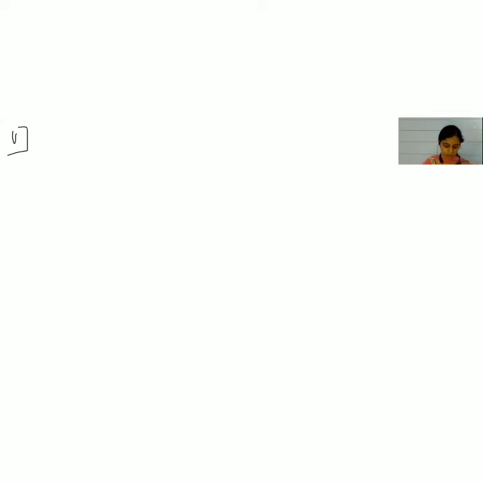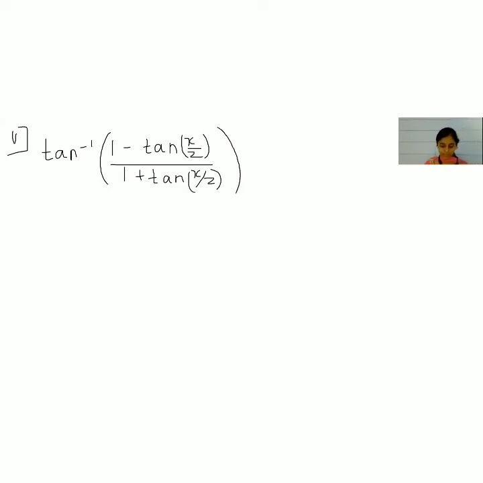Now we'll move on to the fifth one, question 7, 5. The fifth question is tan inverse of (1 minus tan x by 2) divided by (1 plus tan x by 2). So what we have to do is convert it into a complete tan function. How will we do that? We've done this many number of times in trigonometry. We just write y equal to over here, right?